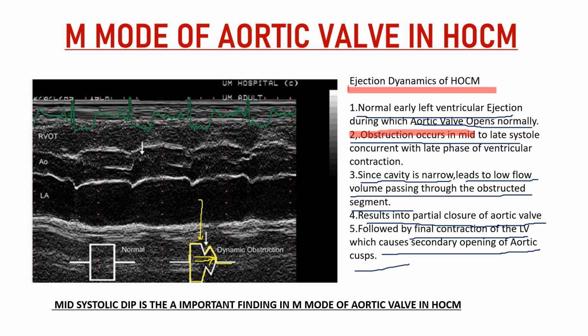I have tried to make things very simple, though M mode is not a quantitative finding. Quantitative methods give information about the severity of the obstruction and the site of the obstruction. But still, if you see the M mode of the aortic valve and correlate with the ejection dynamics of HOCM as we have tried to elaborate here, you will definitely understand why it happens in the M mode signal.